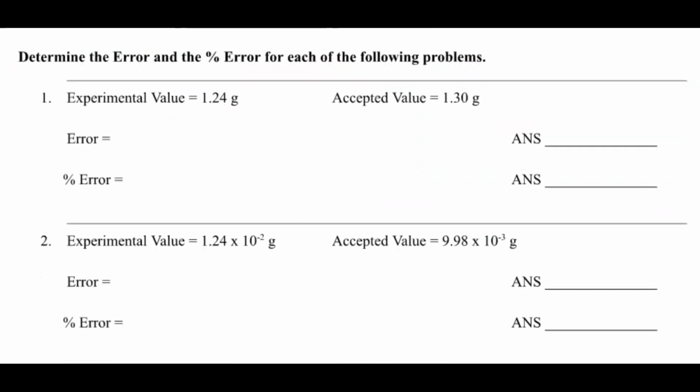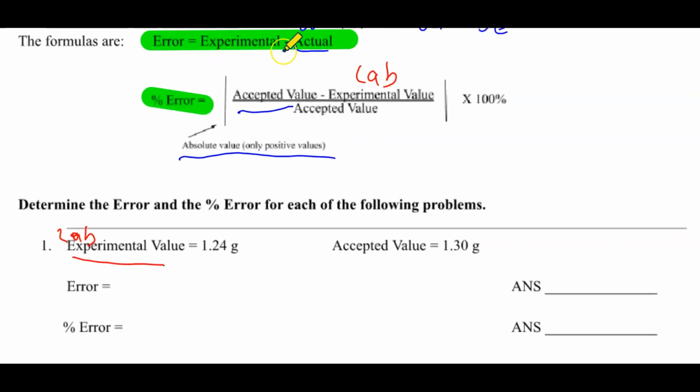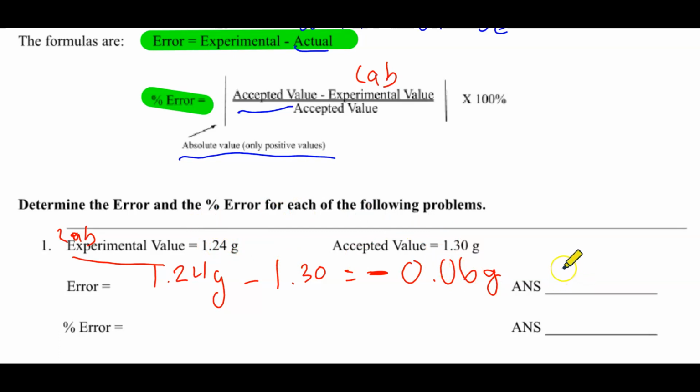Okay, so let's do number one together. Here we have the experimental value, that's the lab, and then the accepted value is 1.30. Now, we can have a positive or negative error, so let's look at that. It's experimental first, so it's the lab value, 1.24 grams, minus the accepted, what it actually is, what it should be, so minus 1.30. You can see there 30 minus 24, we have a negative 0.06. That negative sign is important because it's saying that we were too low. If it had been positive, we would have been too high. So my answer for the error is negative 0.06 grams.